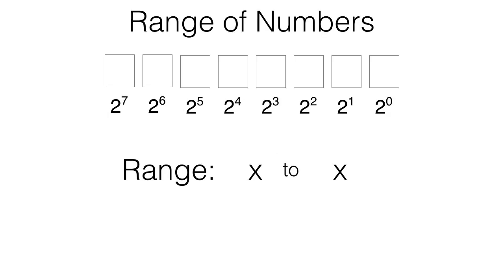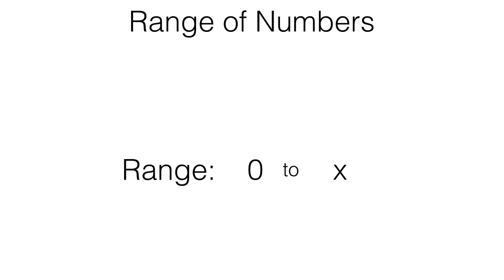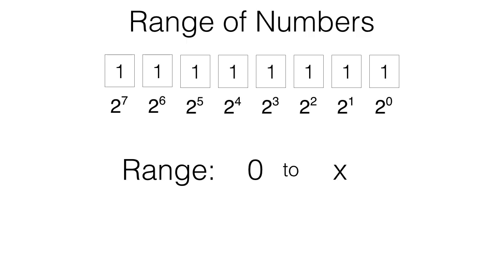Now let's lay it out. Maybe it's easier if we just lay it out. So I've got a range. I've got x to x. Let's figure out what the x's are going to be. So if I put all zeros in there, obviously it's going to be 0, right? So we know that the minimum number here in our range, our set of numbers, is 0. What if I put all ones in there? So here's all ones. What's that going to be equal to?